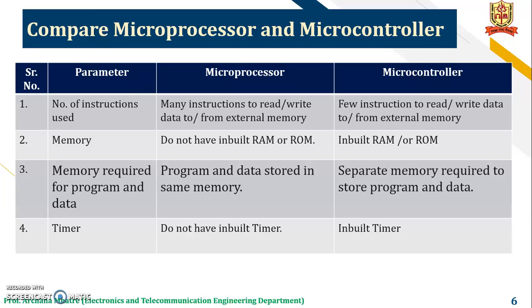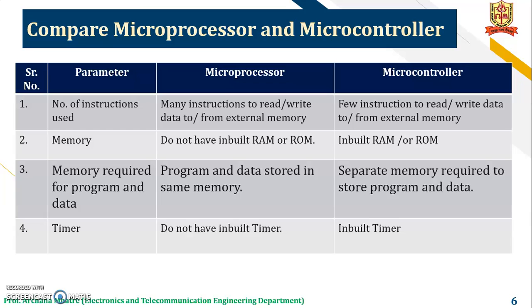So first parameter is number of instructions used. Microprocessor, many instructions to read or write data to from external memory, and in microcontroller there are very few instructions to read or write the data to or from the external memory. Next parameter is memory. Microprocessor do not have inbuilt RAM or ROM memory, while microcontroller have inbuilt RAM and ROM memory. Next parameter is memory required for program and data. The program and data stored in same memory in microprocessor, and in microcontroller there are separate memory required to store the program as well as data.